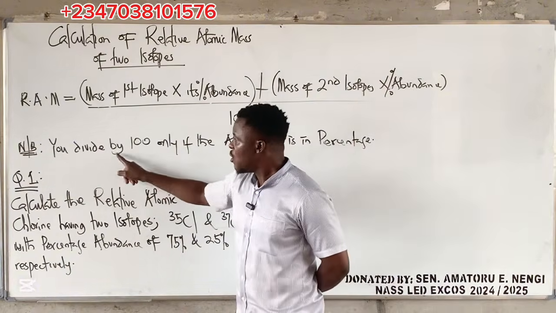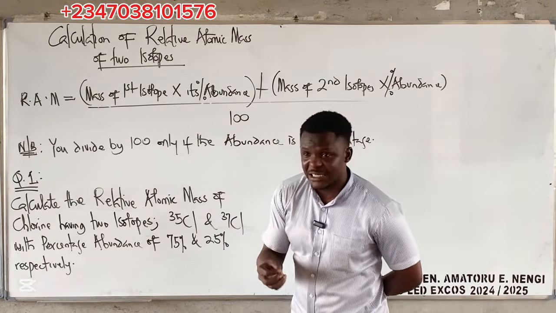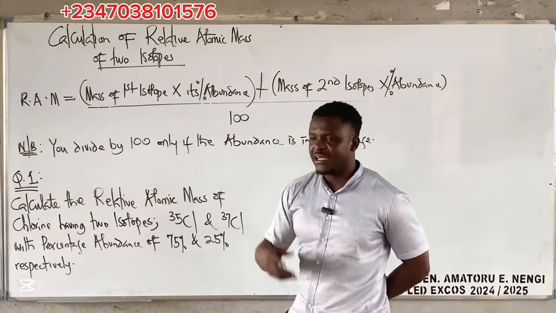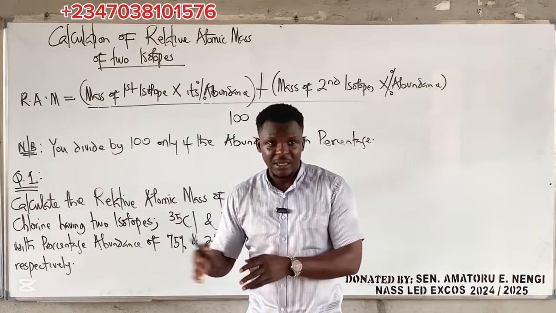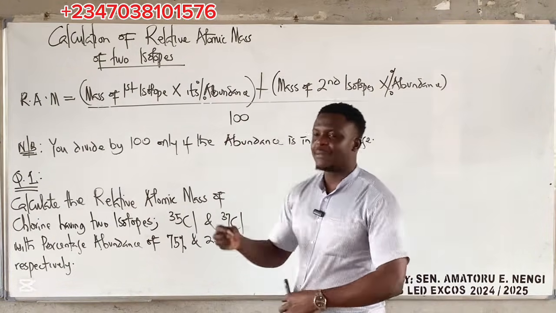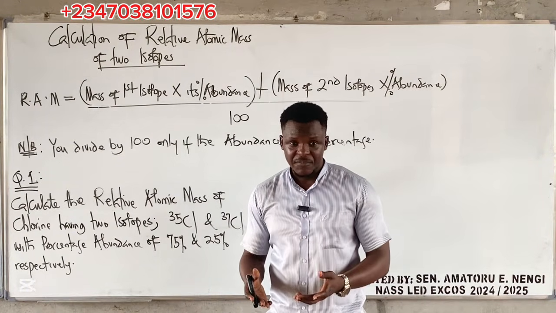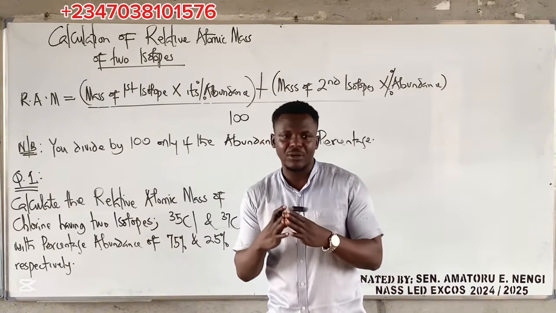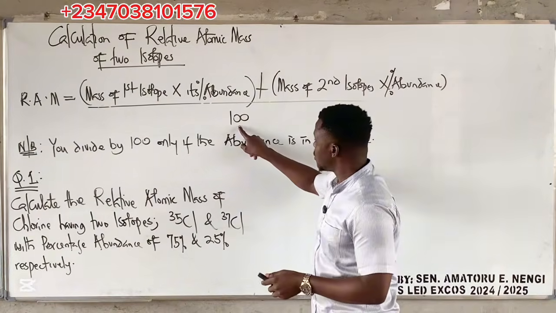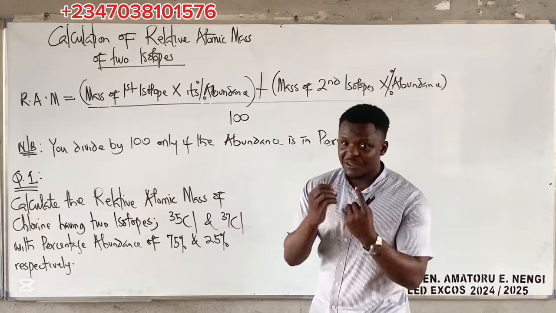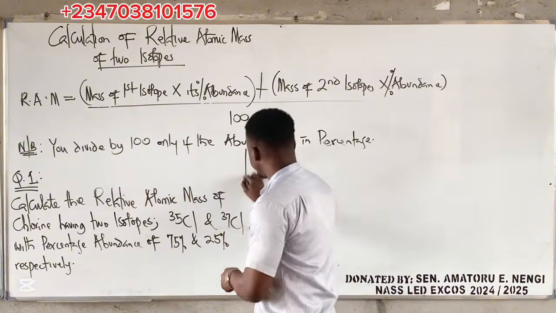Note, you only divide by 100 if the abundance is in percentage. If the abundance is not in percentage, you will not divide by 100. Let me give you an example. When something is in percentage, when you add it up together, it gives you 100, right? That is why you are dividing by 100. There are times they give you the abundance in terms of decimal. We call it fractional abundance. If they give you fractional abundance, when you add it up, it must give you 1. In that case, you're going to divide by 1. I'm dividing by 100 because when I add up the percentages, it gives me 100. Now look at this question.